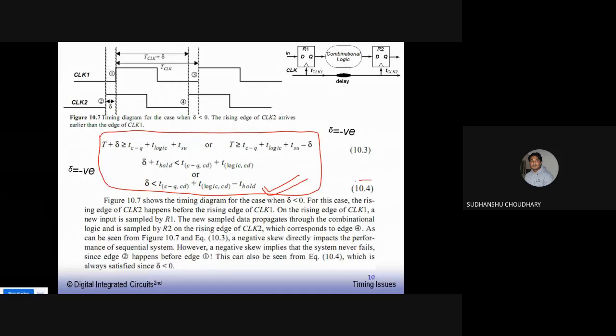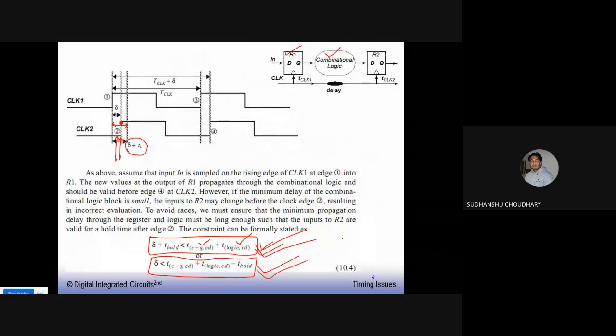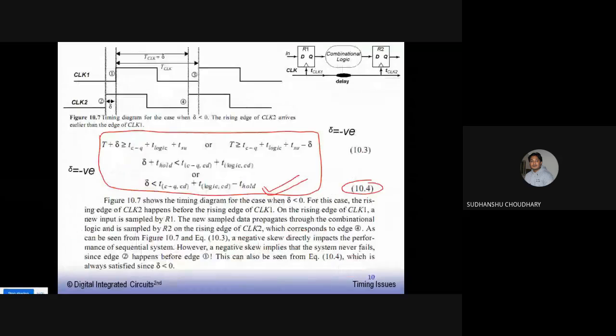This is equation 10.4 of your textbook. In a negative skew case, you will see that this condition is always true. That would also mean that a circuit with negative skew will never fail, because this condition is automatically true. So the system will never fail, because this condition is satisfied, because delta is less than 0. Skew is negative here.